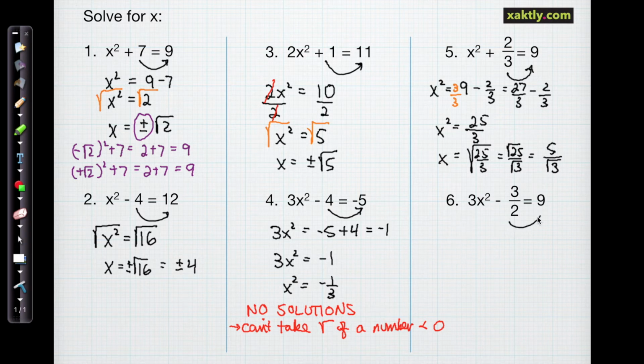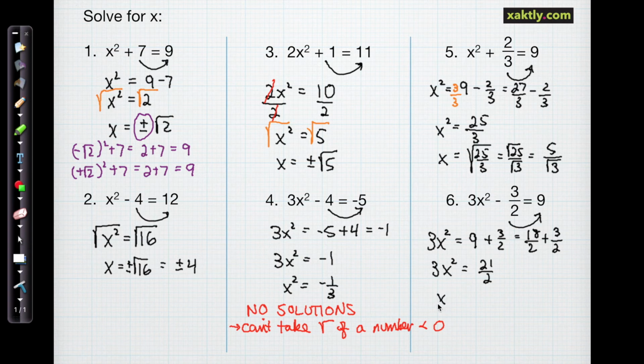Number 6, we'll add 3 halves to both sides. So we have 3x squared is equal to positive 9 plus 3 halves. So multiplying 9 by 2 over 2 gives us 18 halves. So we have 3x squared is equal to 21 halves.